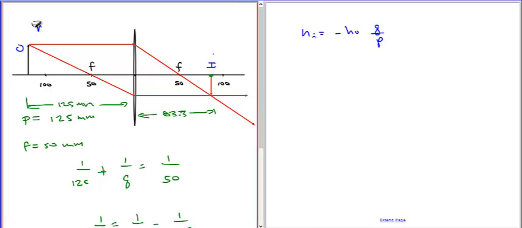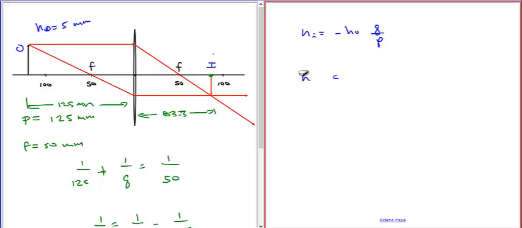So let's make the height of the object here 5 millimeters. That means the height of the image should be shorter if I did this correctly. So you have the height of the object, which is 5 millimeters, Q is 83.3, and P is 125. So you can see that ratio of 83.3 to 125 is less than 1. And so we get negative 3.33 millimeters.